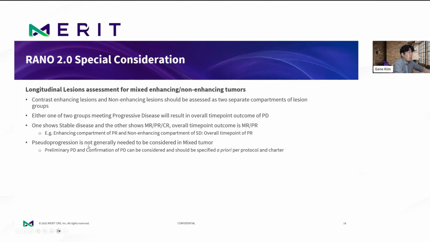And then pseudoprogression generally does not need to be considered in the case of the mixed tumor, where the enhancing and non-enhancing components are both dominantly shown in the patient's image, but preliminary PD can still be considered with pseudoprogression just for the enhancing portion. This should be specified in the protocol or a charter so that everything is defined before the study starts, for the consistency and accuracy of the trial operation. So that is my last slide for our presentation today.